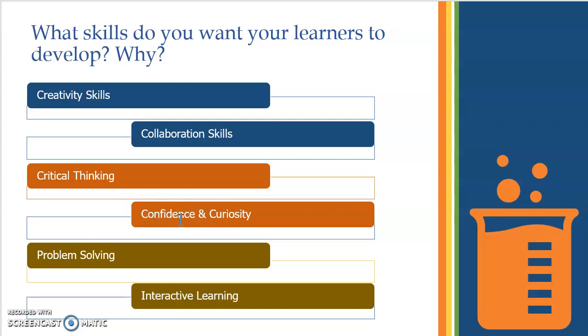This one is confidence and curiosity. Confidence helps build self-respect in the student, and curiosity because if the mind is curious, the student is engaged. The next one is problem solving. I chose problem solving because the student is developing possible solution paths. And lastly, I chose interactive learning because interactive learning helps students enjoy different learning styles and it provides students an easy way to participate.